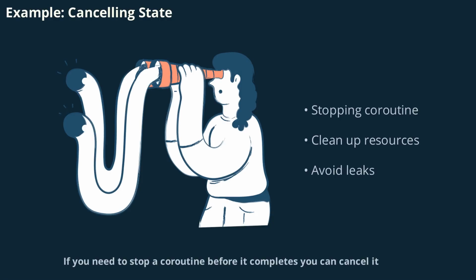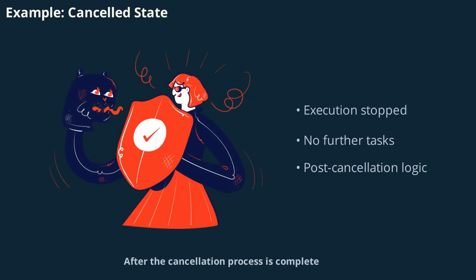If you need to stop a coroutine before it completes, you can cancel it. The coroutine then enters the canceling state. During this phase, it's important to clean up any resources or handle unfinished work to avoid issues like memory leaks or inconsistent data. After the cancellation process is complete, the coroutine is in the canceled state. At this point, it has stopped all execution and will not finish its tasks. This state is useful for confirming that a coroutine has been properly terminated and for handling any necessary post-cancellation logic.